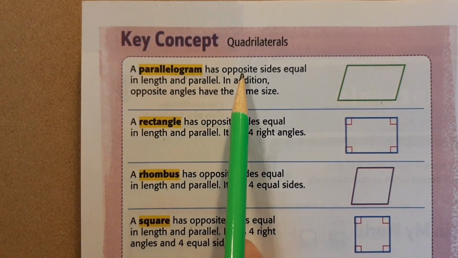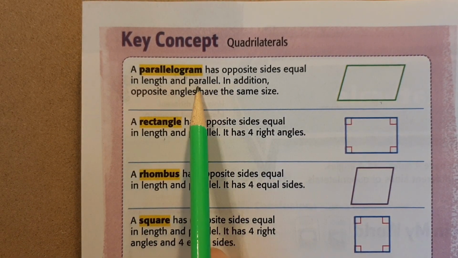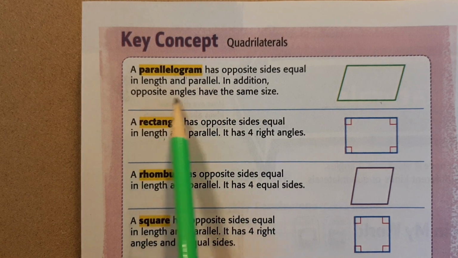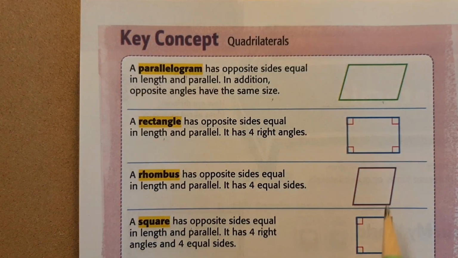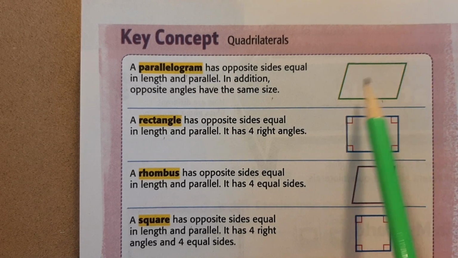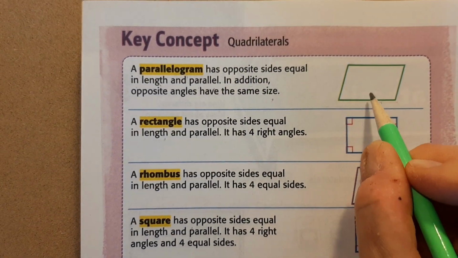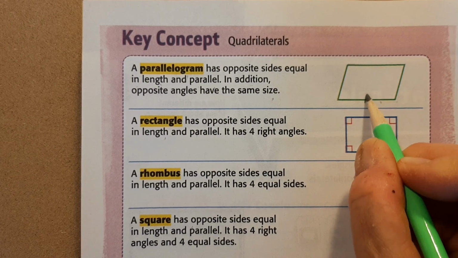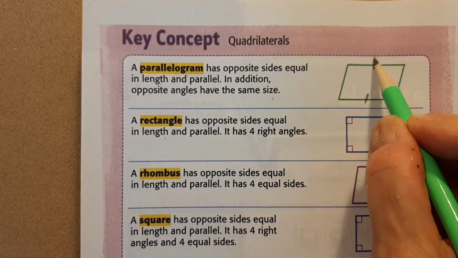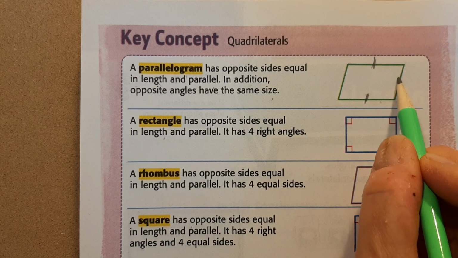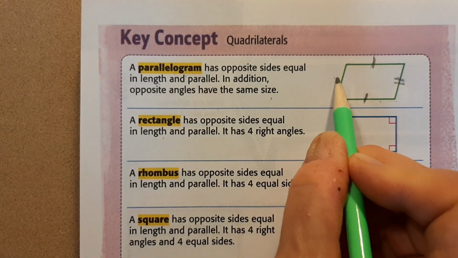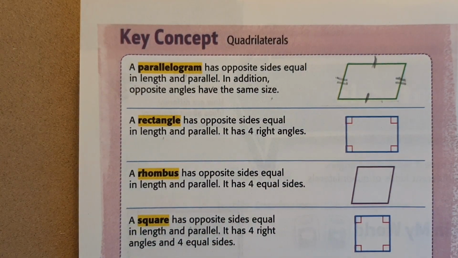A parallelogram has opposite sides equal in length and parallel. In addition, opposite angles have the same size. So take a look. This is a parallelogram. 2 sets of parallel sides. Now I want to show you something. In many things, if something has the same length, they put little hashtags or little dashes on it to show they have the same length.